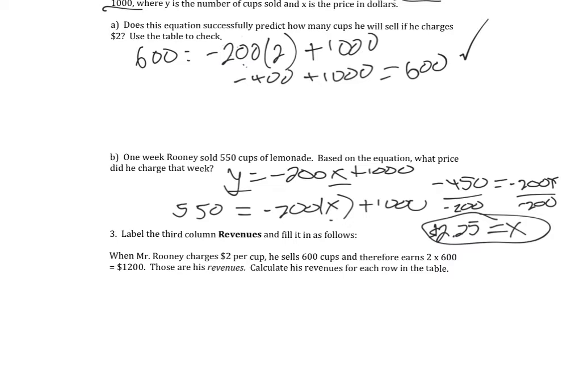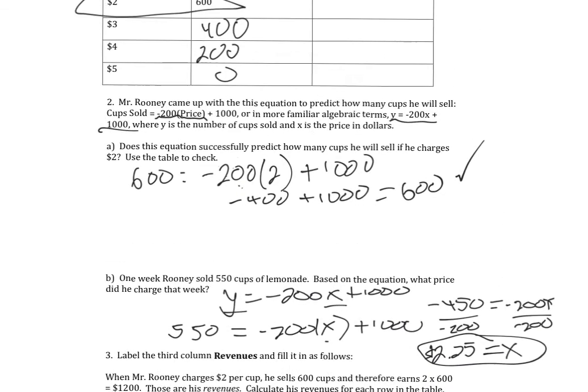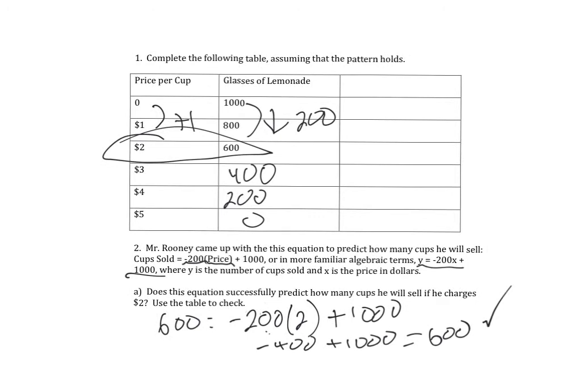Okay, so now we're going to figure out the revenues, because we know how many cups we're selling at any given price. Revenue is how much we earn from doing that. When I charge 0 per cup and sell 1,000, that's still $0 that I earn. If I set a price of 1 and sell 800, that's $800 that I earn. If I set a price of 2 and sell 600, now it's 2 times 600, or 1,200. 3 times 400, again 1,200. 4 times 200, now it's 800, back to 0.